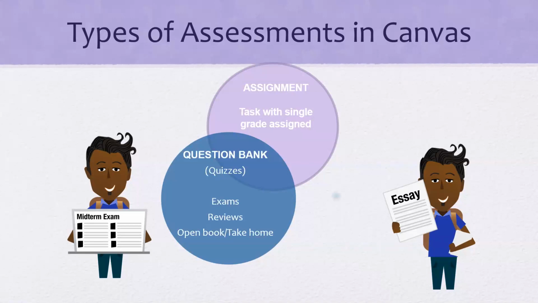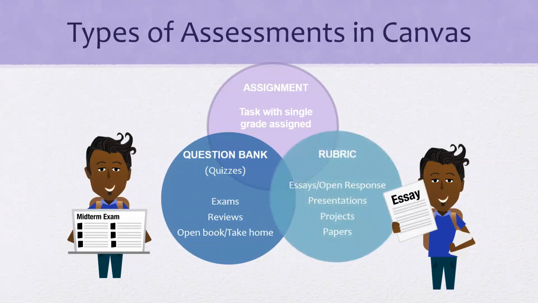The other aspect of assessment is what they're called rubrics in Canvas, and these are those objective assessments in which you determine the criteria which you are looking for and the particular levels of achievement that are going to be scored with the students. And this is often used with essays, open response, presentations, projects, papers, field experiences, etc.